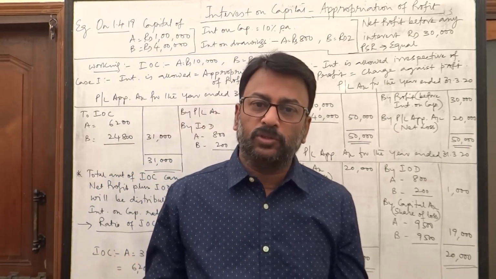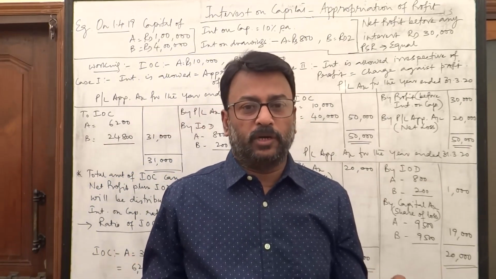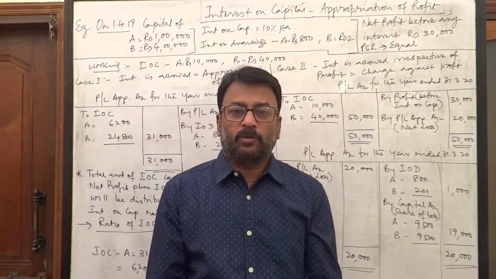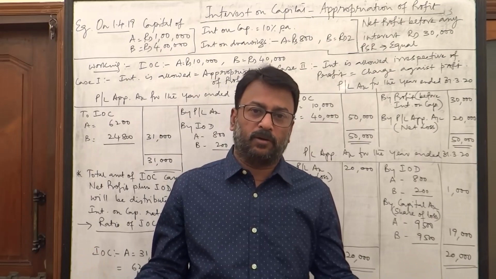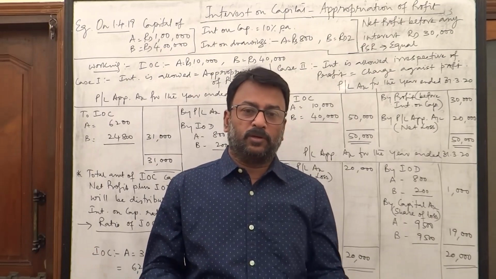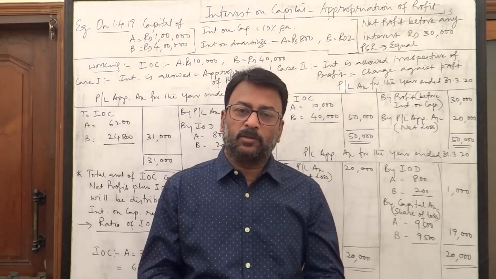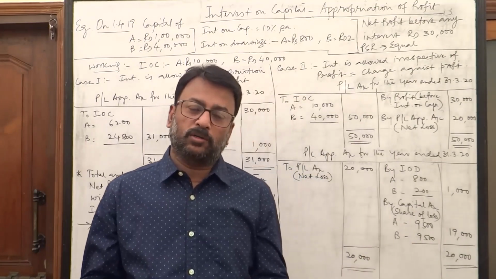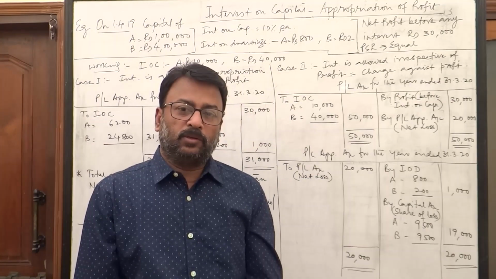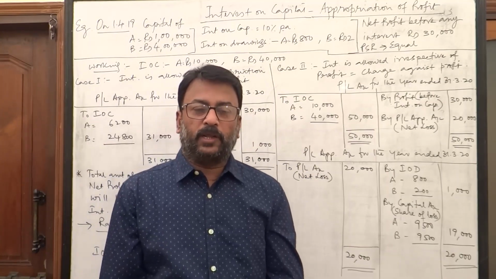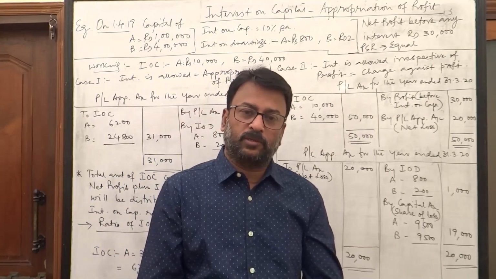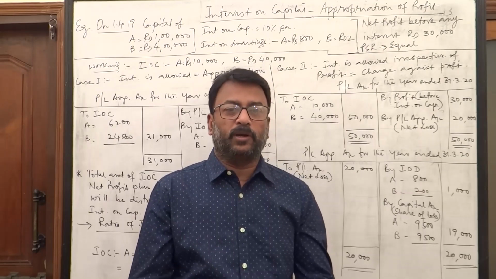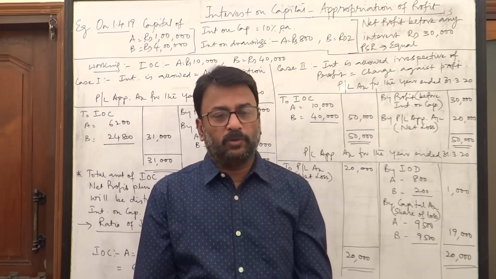We have to pass two journal entries, one for adjusting and the next one for closing entry. If you want to pass the adjusting entry: interest on capital account debit, to partners' capital account or current account. Why current account? When the capital account is fixed, then it will be transferred to the current account. It cannot be transferred to the capital account.